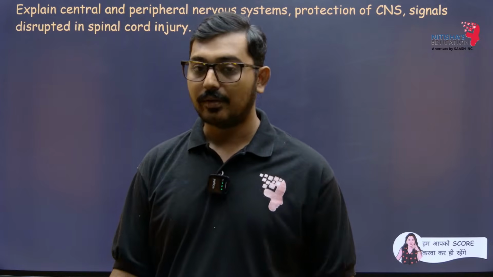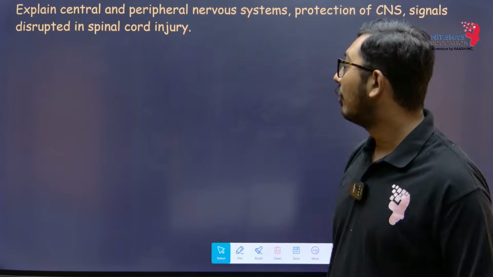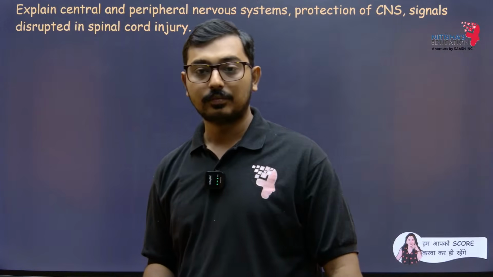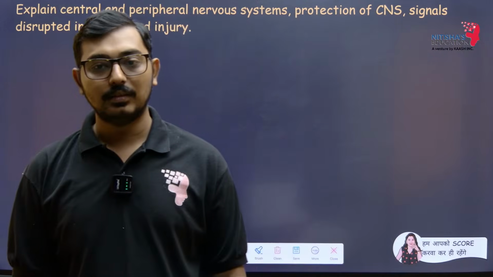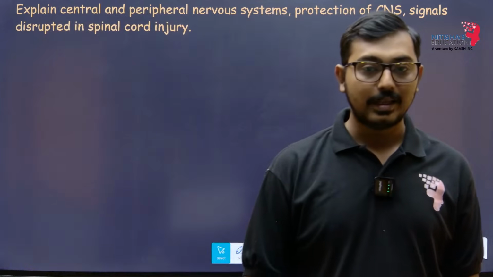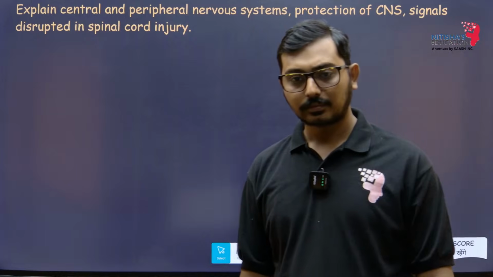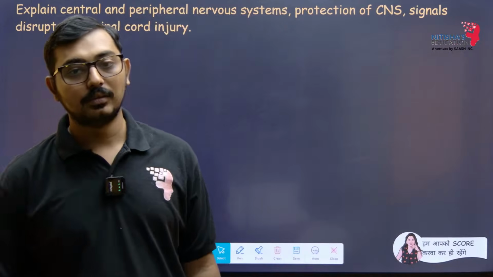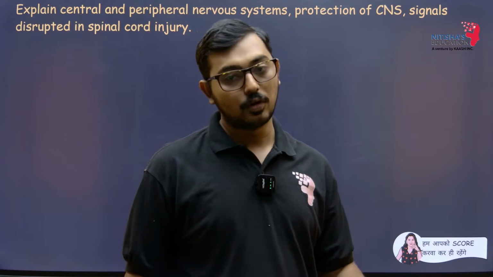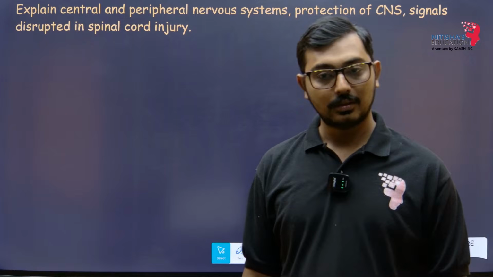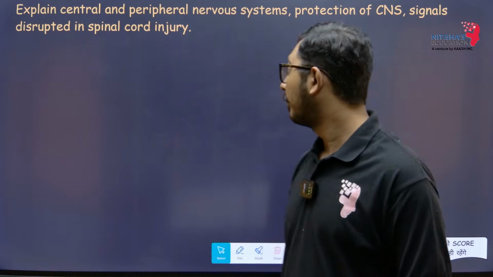Then the peripheral nervous system is, as we discussed earlier, the cranial nerves and spinal nerves. They are responsible for connections between the spinal cord and the organs. It is the connection between the spinal cord and the nervous system.